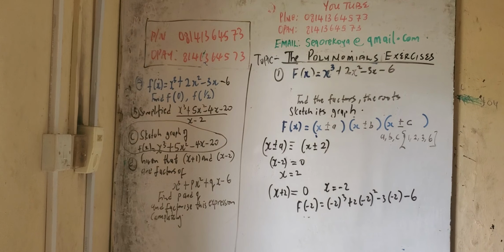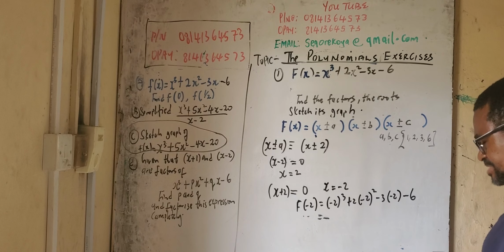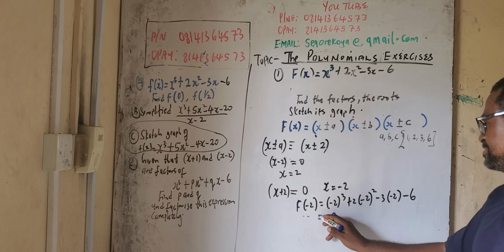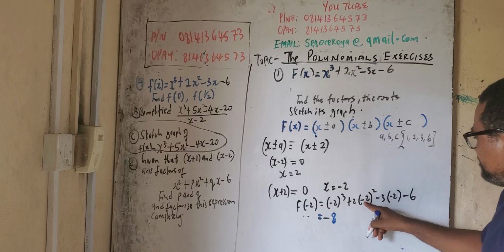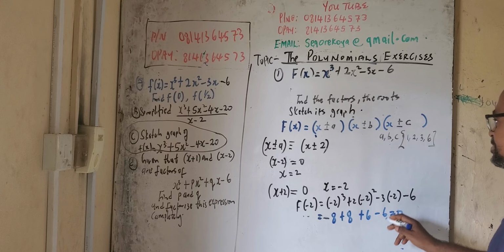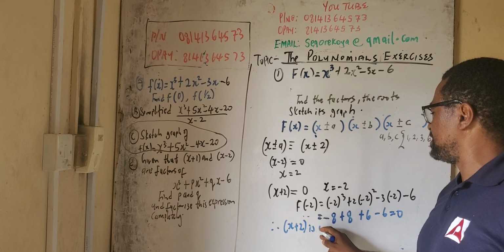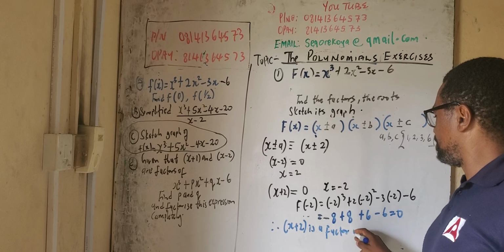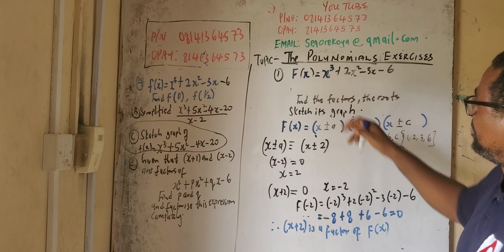Now this is odd power, so I'm going to have negative as my answer. So what I have here now, 2 raised to power 3 gives me 8. So this is minus 8. Even power will give me positive. Plus times plus will give me plus. 2 raised to power 2 is 4. 4 times 2 will give me 8. Minus 3 times minus 2 will give me plus 6. Then minus 6. Everything is equal to 0. Therefore, you say x plus 2 is a factor of the polynomial f of x above. So x plus 2 is a factor of this polynomial.